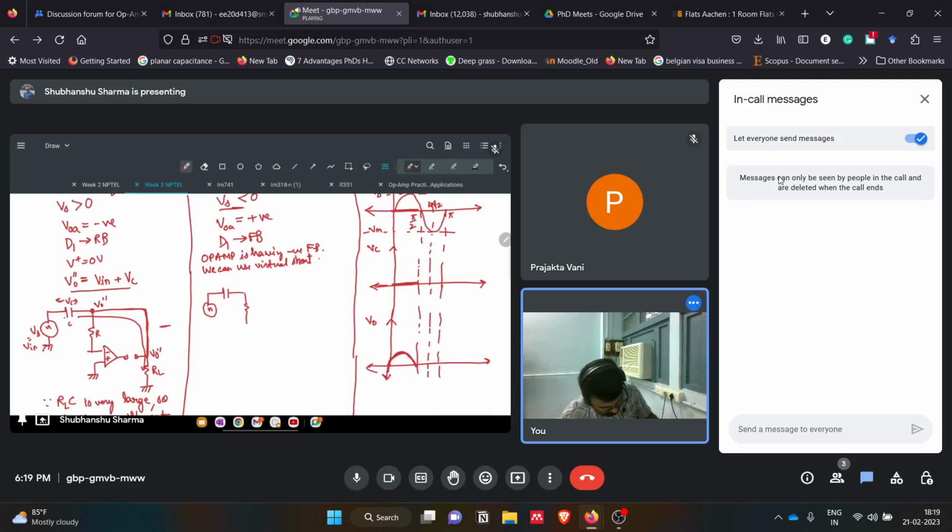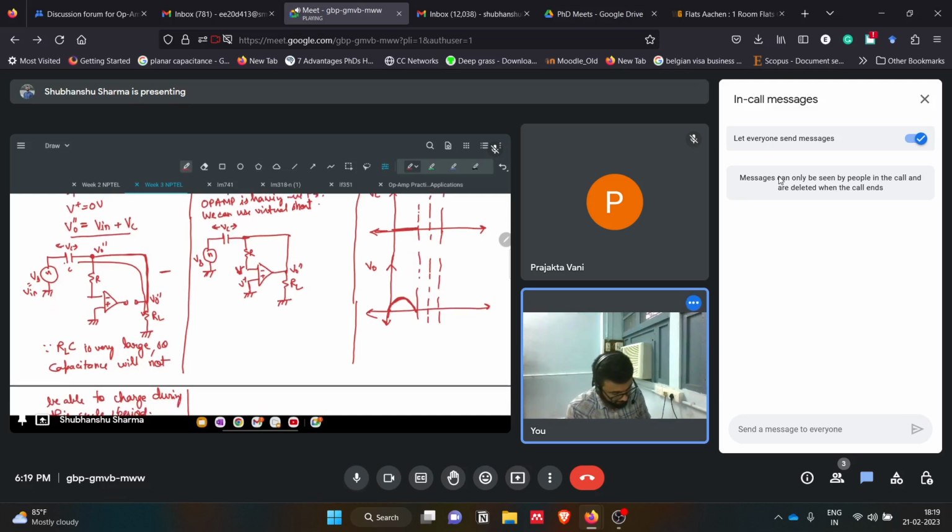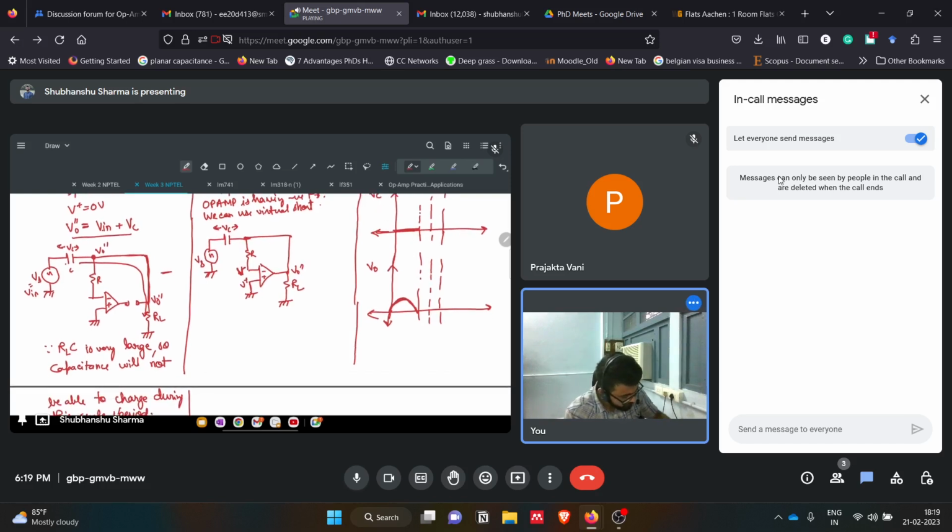It will be this, and then an op amp, minus and plus, then this one, and we have RL. So this is Vs, this is Vc, and this is R. This is V minus, and this is V plus. This is V naught double prime. So what will happen?